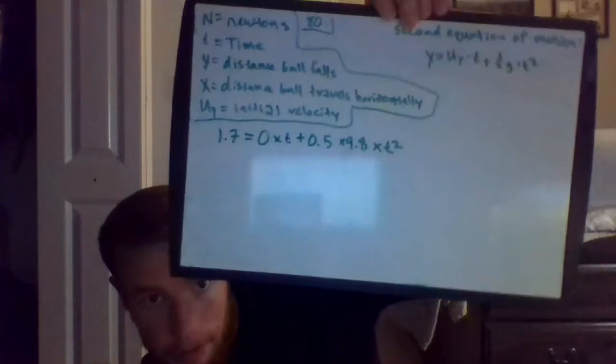It's going to equal the initial velocity, which is 0, times time, plus 0.5, which is our gravitational constant, times 9.8, times time squared. So that's what it looks like so far.